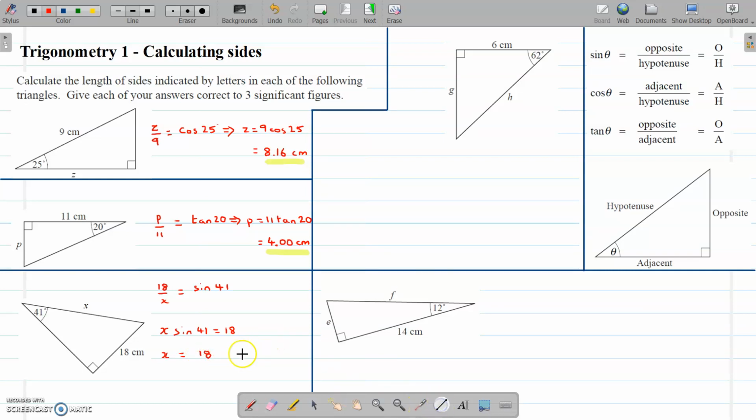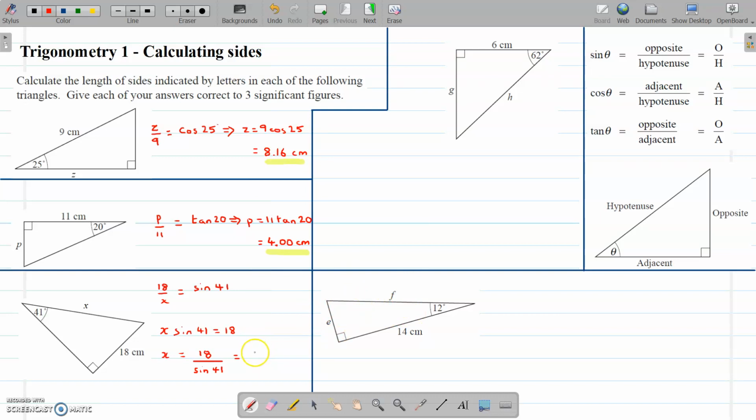This is where people go wrong because they end up multiplying them together, but you need to be careful by just following the normal steps of solving an equation. So you put that now into the calculator and see what that gives you. It's 18 divided by sine 41, and that gives you 27.4 to 3 significant figures.